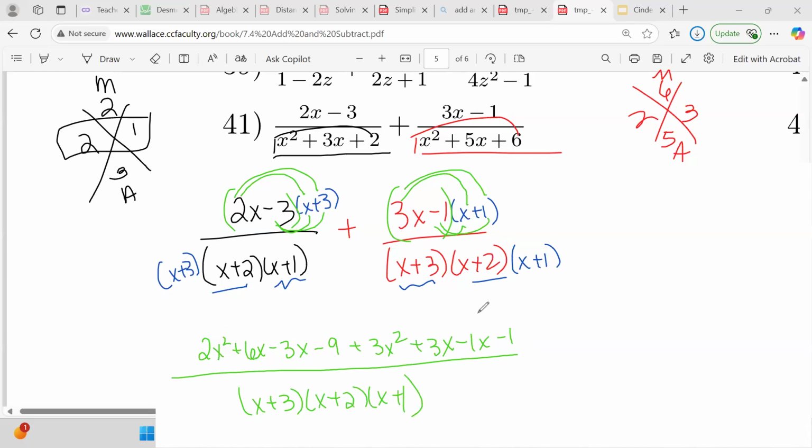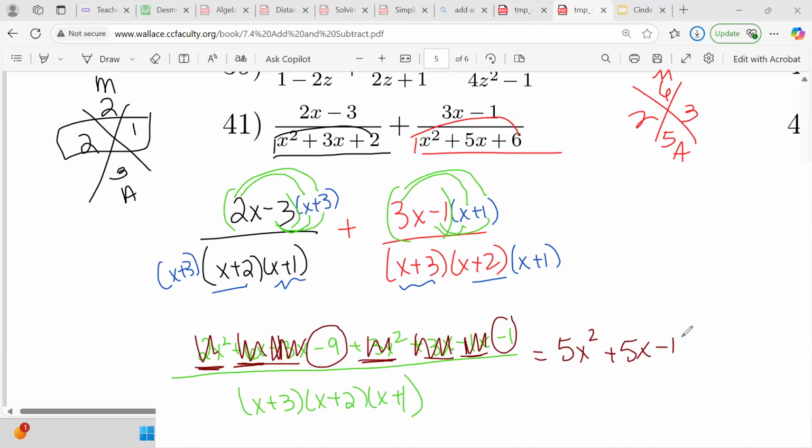Combining like terms on the top. 2x squared plus 3x squared would be 5x squared. So I'm going to scribble that out. Now the x's. 6 minus 3, 3 minus 1. Well, see this minus 3 and the plus 3? They could cancel out, right? So I'm just going to cancel that out. And then now I just have 6 minus 1. So that would be positive 5x. And now the constants. Negative 9 minus 1 is negative 10. And the bottom stays.